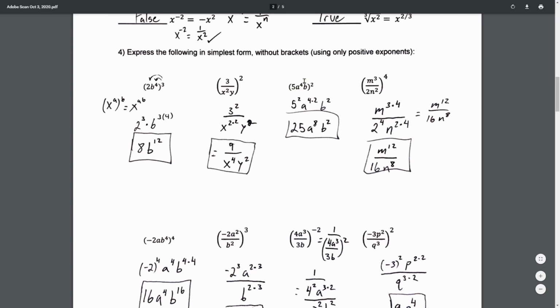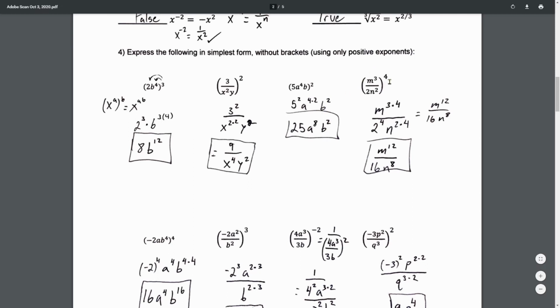5a to the fourth times b, parentheses, squared. So we're going to distribute to each term. We have 5 squared, a to the 4 times 2, and b squared. So we're going to have 25a to the 8th b squared.